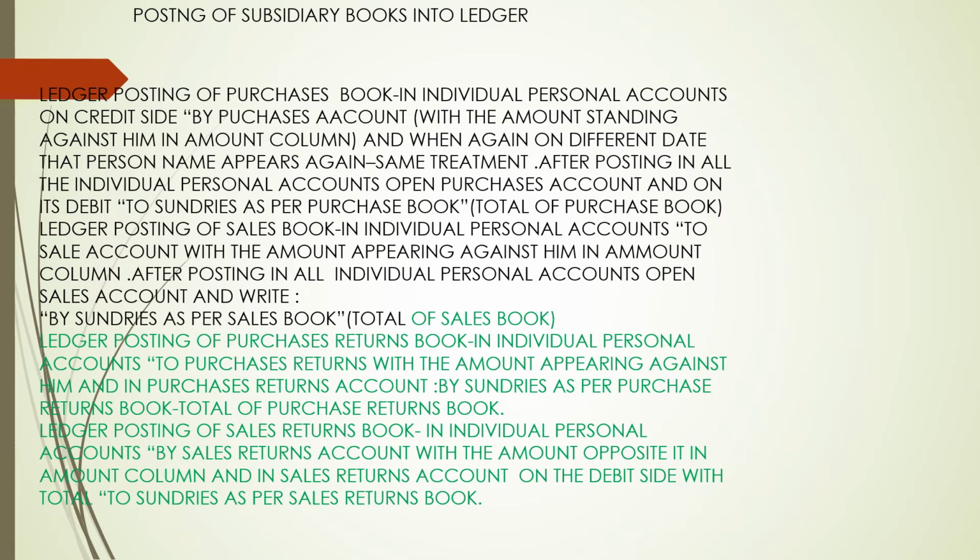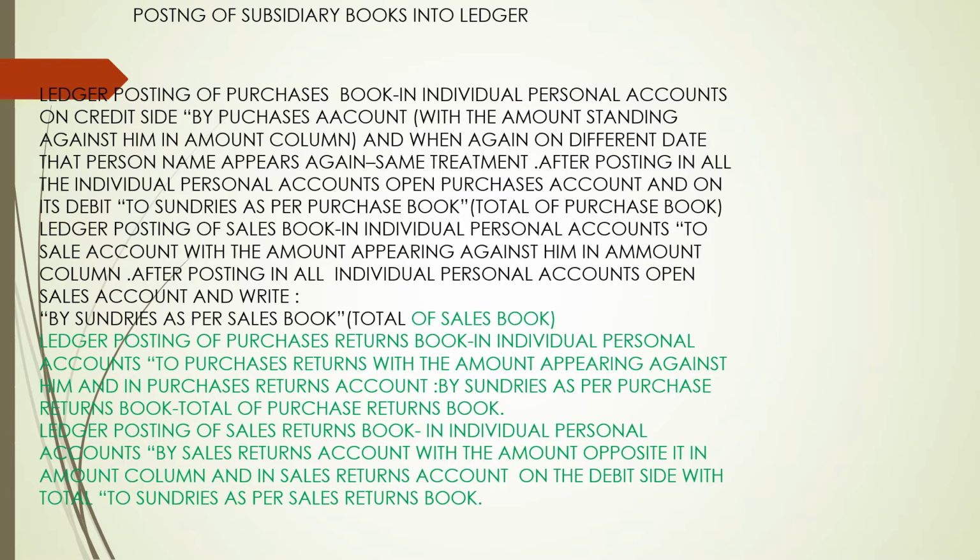Next is ledger posting of sales book. In individual personal accounts, write to sales account with the amount appearing against him in the amount column. After posting in all individual personal accounts, open the sales account and write by sundries as per sales book, with the total of the sales book.